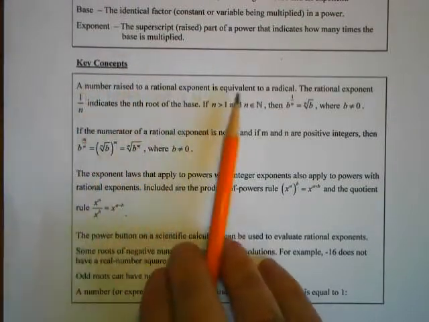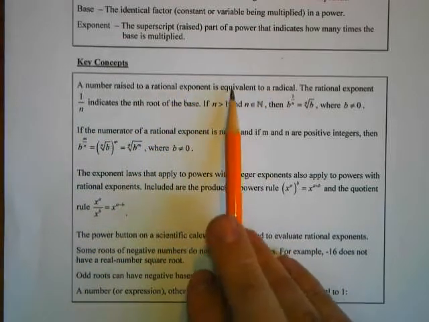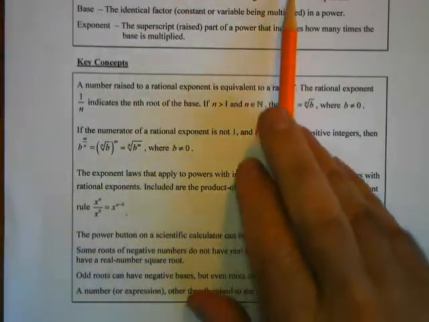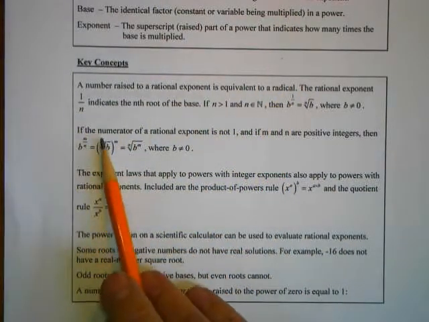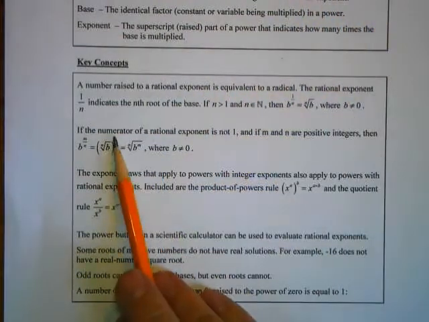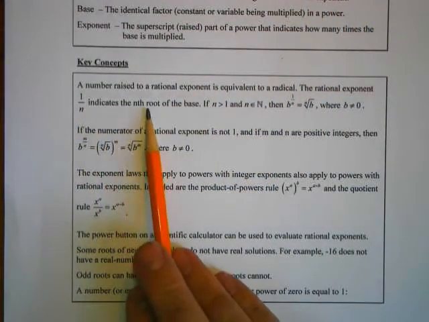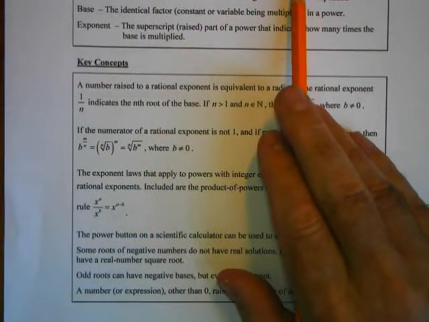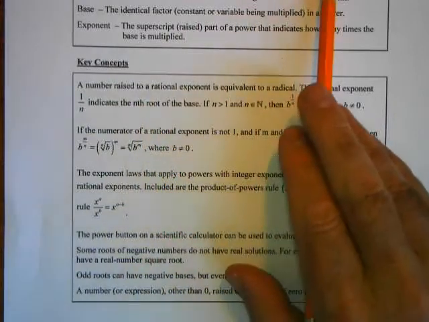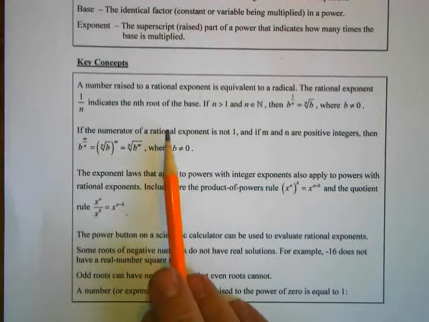So hopefully this makes sense now. A number raised to a rational exponent, a fraction, is equivalent to a radical. So a radical is like a root. The rational exponent 1 over n, so like we had 1/2 and 1/3, it could go on forever, indicates the nth root of the base. So just like we said, the square root is the second root, the cube root is the third root, etc.